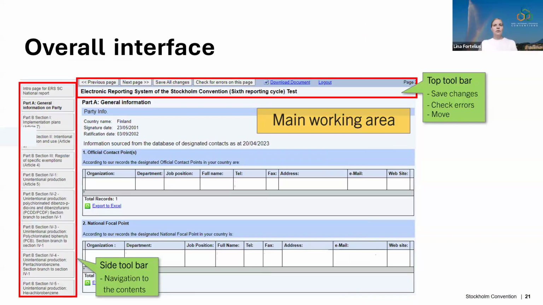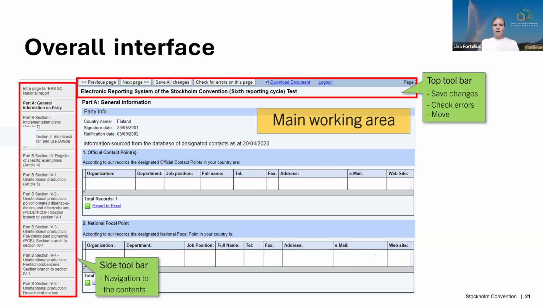And here is an overview about the reporting system. On the left-hand side, you can see the side toolbar where you can access all 24 different parts of the report. And these parts are explained in detail in the manual for national reporting. And please note that the page numbering has 25 pages, as the intro page is page number 1.